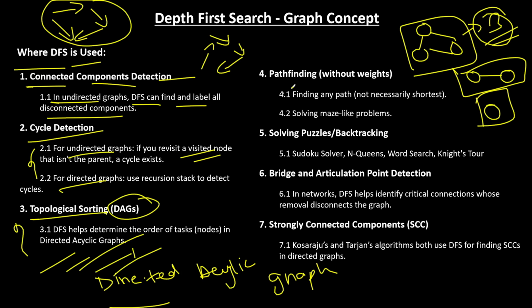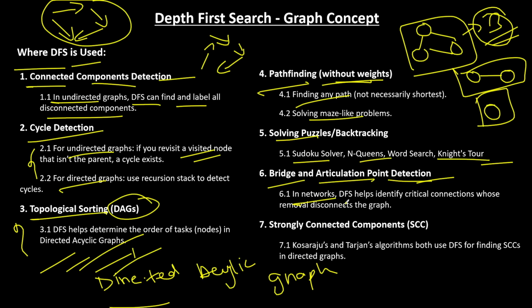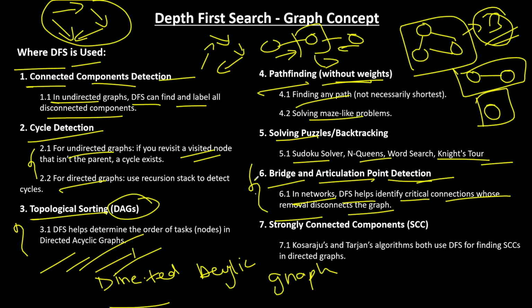Path finding without weights, when you have to find a path in a given graph, like solving maze-like problems without weights, and there could also be path finding with weights, fine. Solving puzzles like Sudoku and coins and all that stuff. Bridge and articulation point detection. In networks, DFS helps identify critical connections, so removal disconnects the graph. So basically, if you have to look for articulation points and remove them, or a bridge, in that case we use the DFS concept.